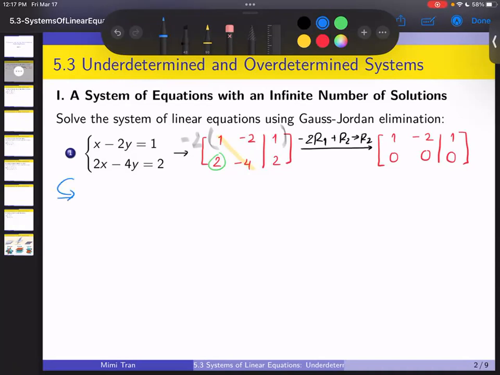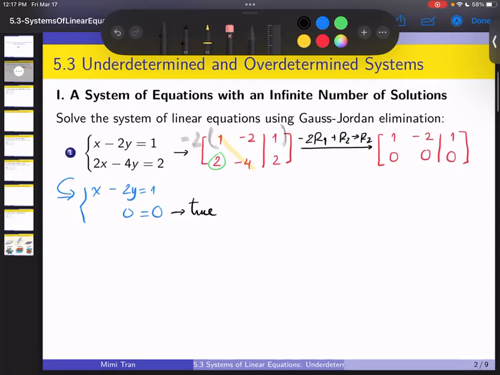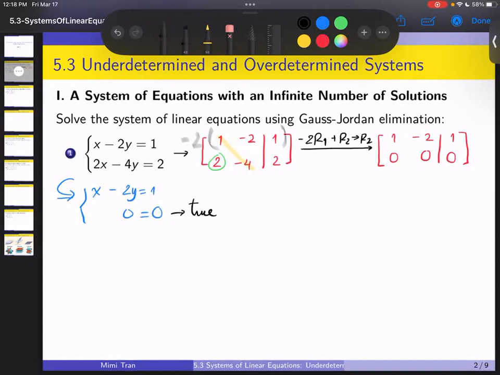If you would rewrite it back, if you would put x, y back, it would look like this: 1x minus 2y equals 1. And the bottom equation is just 0 equals 0, yeah? Right? What does 0 equals 0 mean? Is it true or false? It's true, right? So that means you have infinitely many solutions. Remember we did that a few lectures ago with the elimination method.